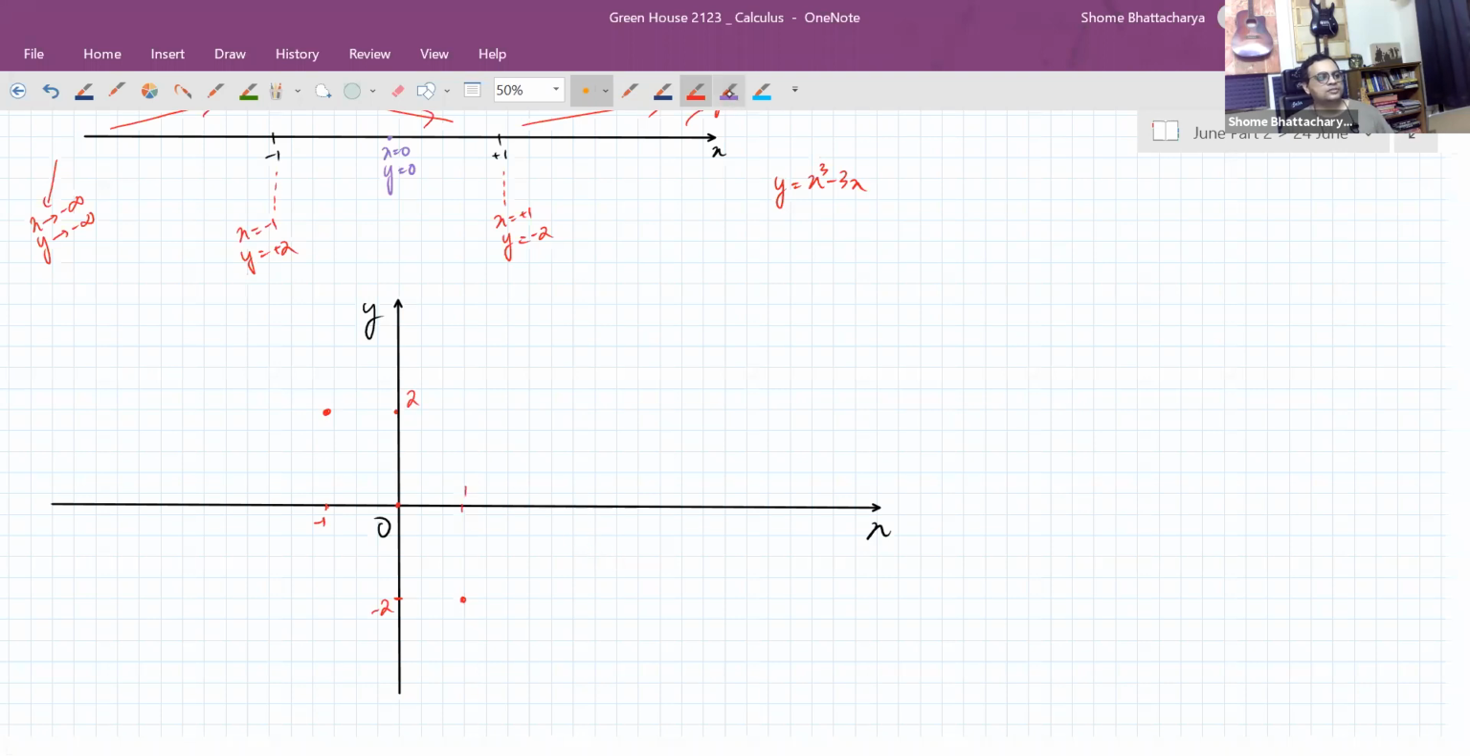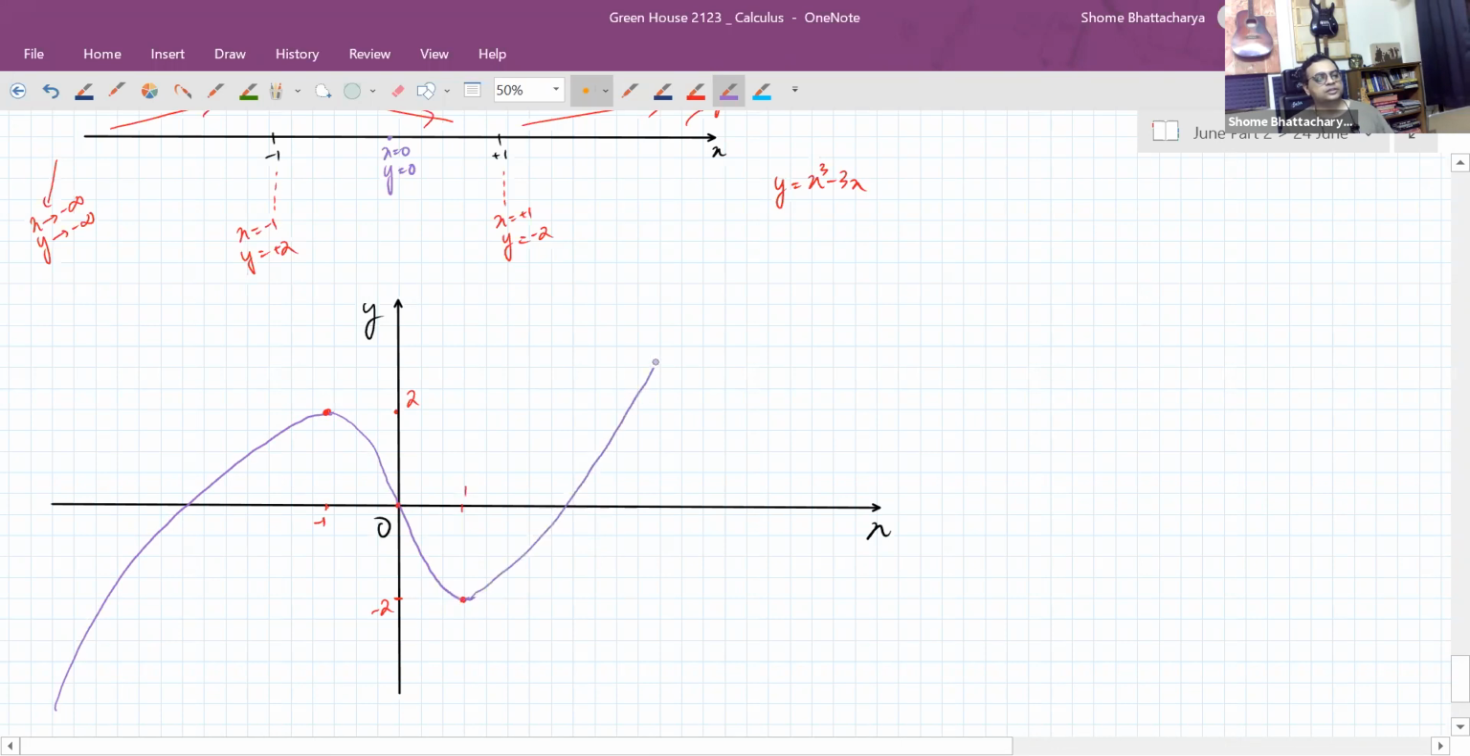Okay. And also the graph starts from -infinity. Okay. So if it starts from -infinity, it has to have this kind of a shape. Passes through the origin, goes through this point, and now from here it has to rise to infinity. So roughly speaking, this is something like the graph. It's this kind of a shape.